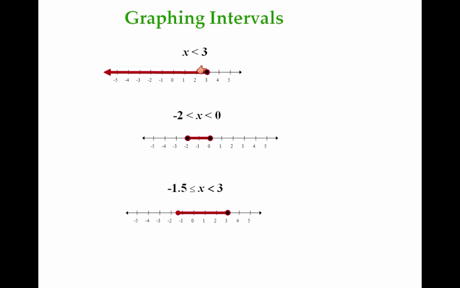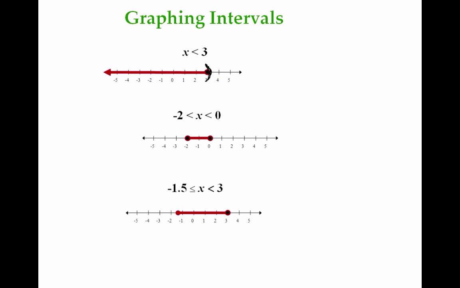Graphing intervals. x is less than 3. So all the numbers to the left of 3. Now you notice that in this graph, they are using this endpoint and they're showing that it's not included. Again, the best way would be to use parentheses or brackets. So parentheses means the endpoint is not included.